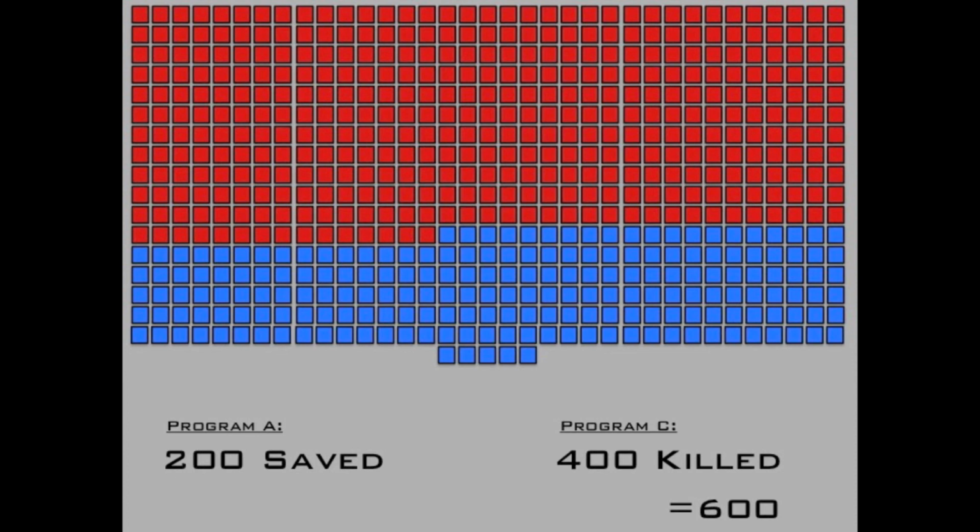Tversky and Kahneman then developed their prospect theory, stating that people value a certain gain more than a probable gain with an equal or greater expected value. The opposite is true for losses. Therefore, people respond differently depending on whether the choices are framed in terms of gains or in terms of losses.